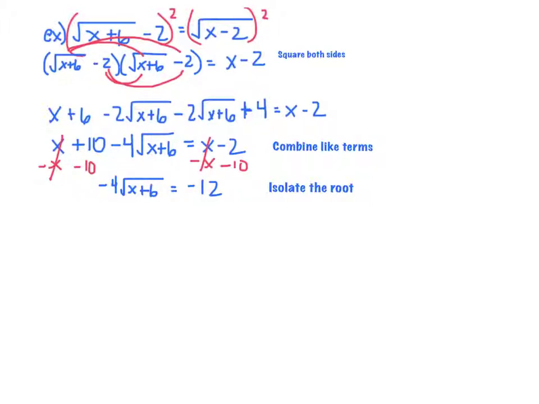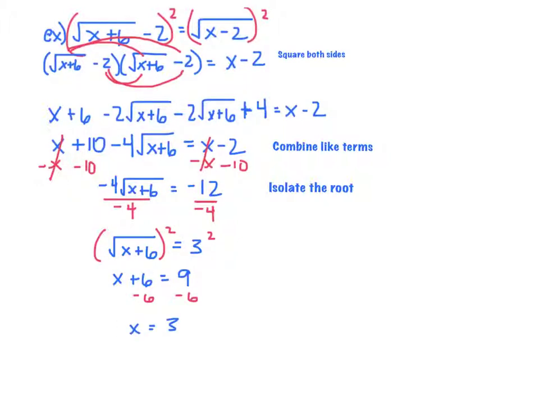Okay, I'm still not isolated. I have to get rid of this negative 4 by dividing. And I have that the square root of x plus 6 equals 3. Now this is just a problem like any other radical equation that we've seen. To get rid of that square root, now I'm going to square both sides. So x plus 6 equals 9. Subtract 6 from each side, and x equals 3.